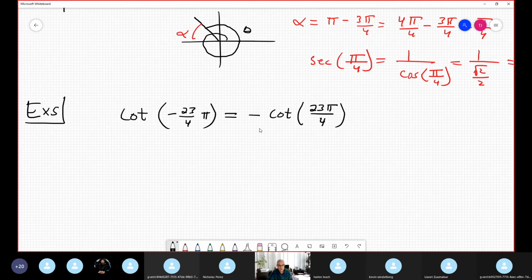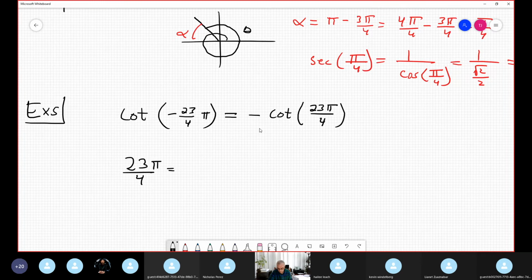Okay? Because cotangent and tangent are odd functions. The only even functions are cosine and secant, which can make the sign disappear, but in this case, no. Okay, now you take 23 over 4 pi.